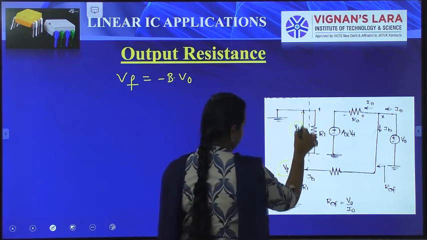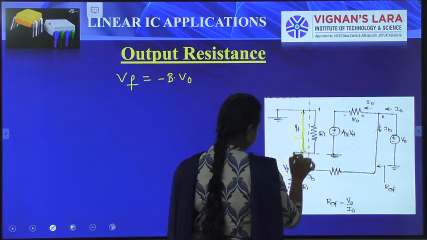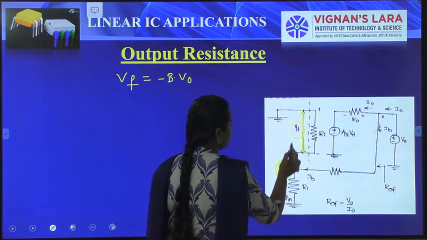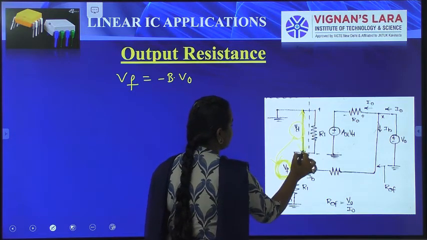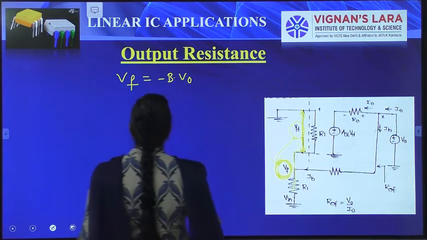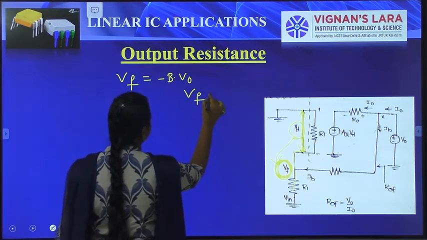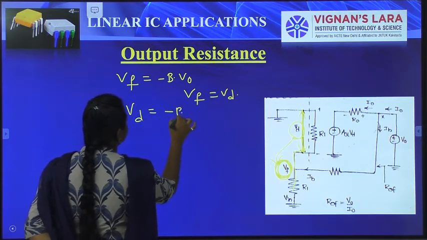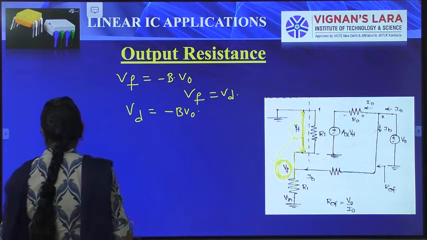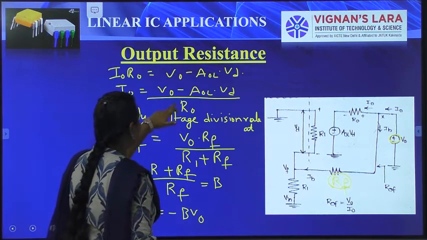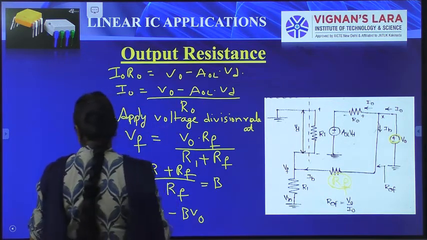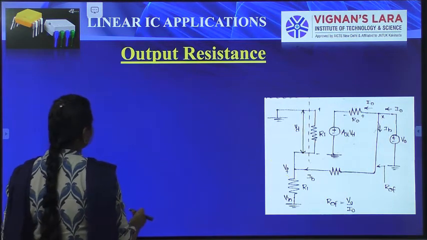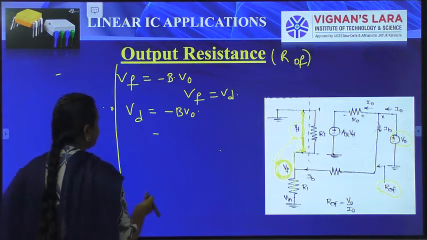The same voltage appears across here also. In place of VF, we are going to consider VD, because the voltage across is the same. So in place of VF, I can write VD. So we can get the VD term as minus beta V naught. So in place of VD in the I naught expression, we put minus B V naught.